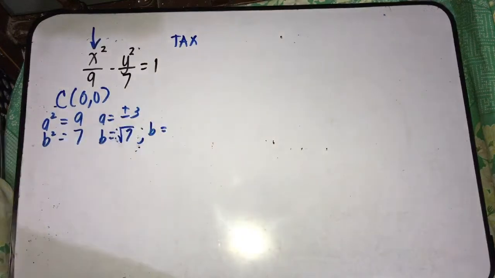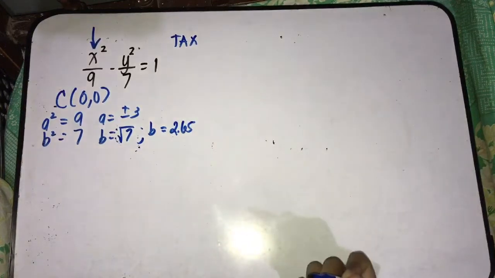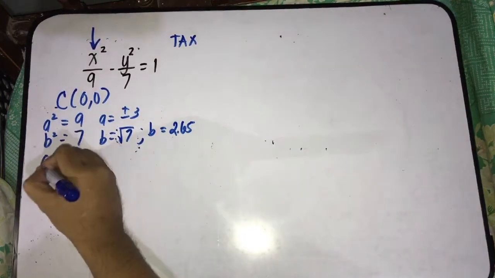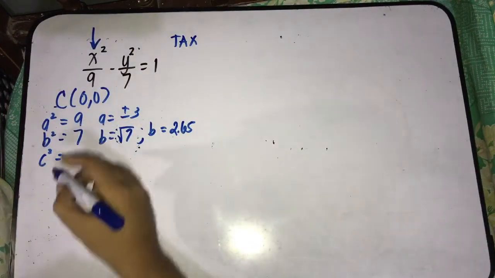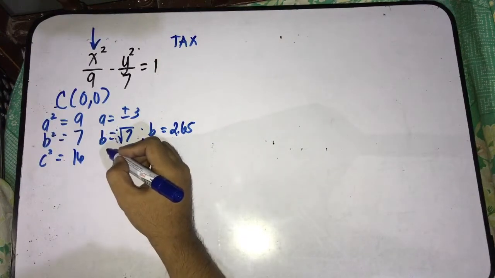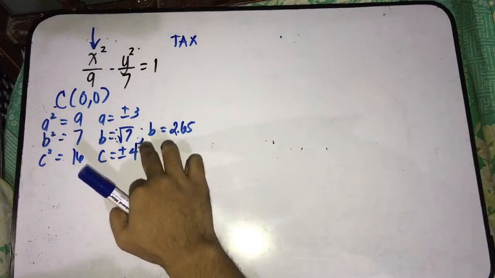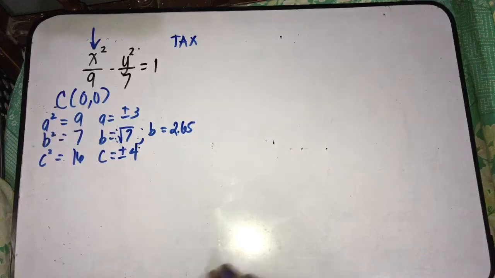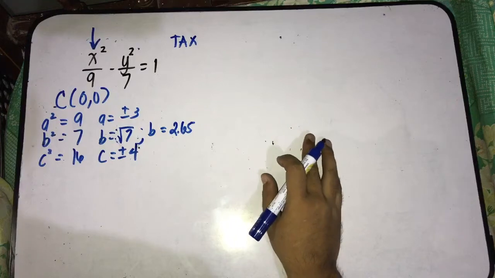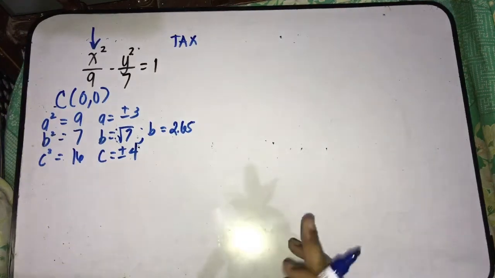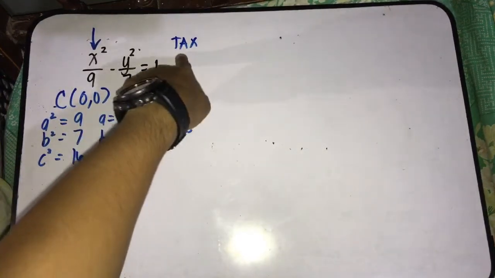And that square root of 7 is plus minus 2.65. So using the formula for c squared, since c is the largest among the three variables, we'll be having 9 plus 7. 9 plus 7 is 16. Square root of 16, that is plus minus 4. So we now have the three variables. These are the three important variables in order for us to graph the hyperbola. We have a, b, and c.